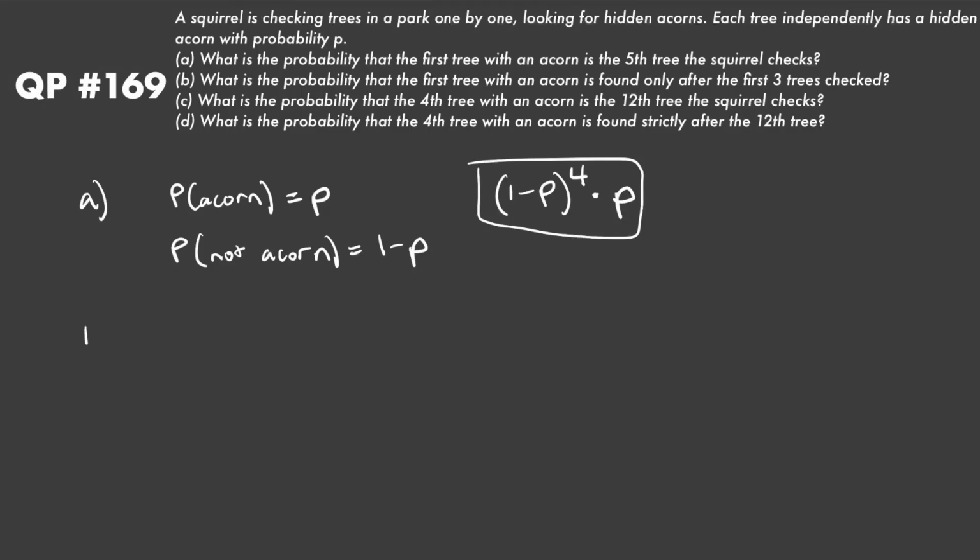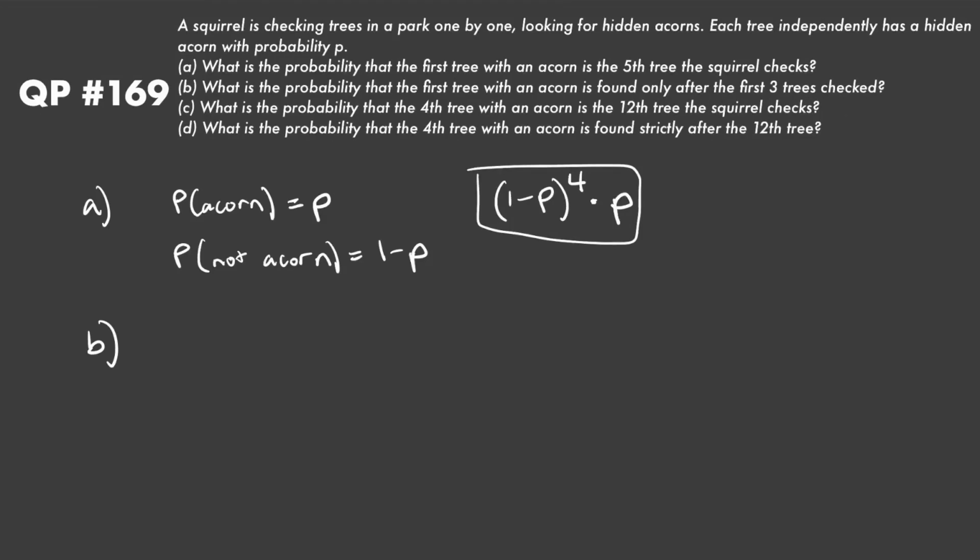Pretty simple. Part B should also be pretty simple. It's asking us what is the probability that the first tree with an acorn is found only after the first 3 trees were checked. So again, this is pretty simple. It's basically just asking us what is the probability that the first 3 trees checked do not have an acorn, right? That's going to happen with probability 1 minus P for each of them. They're all independent, so 1 minus P to the power of 3. So A and B are very simple.